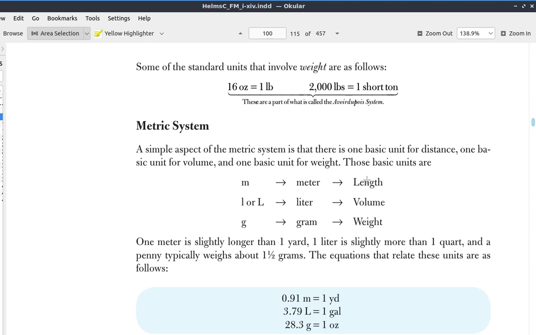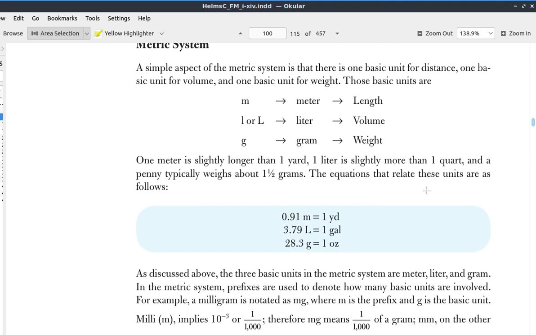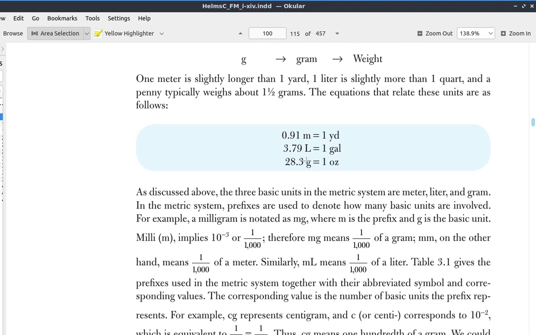The equations that relate these units are, and you can convert from one to another. 0.91 meter is a yard, say 3.79 liters is a gallon. On some containers you will see 3.785 liters to 3 decimal places is a gallon, and 28.3 grams is an ounce.